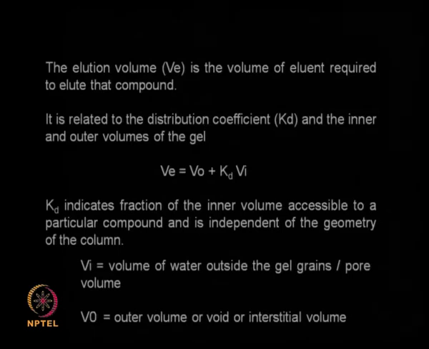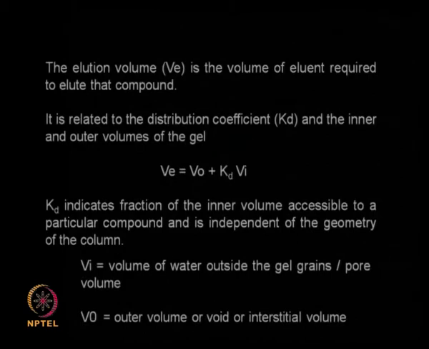There is something called elution volume, that is the volume of the eluent required to elute a compound. So what do we do in gel permeation chromatography? We inject our solute in the feed at time equal to 0, and then we are adding an eluent. So the solute travels through the column and finally it comes out. So the elution volume is the volume of this eluent required to move the solute from the inlet injection point right to the outlet.